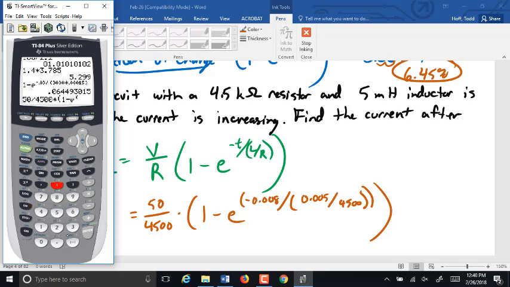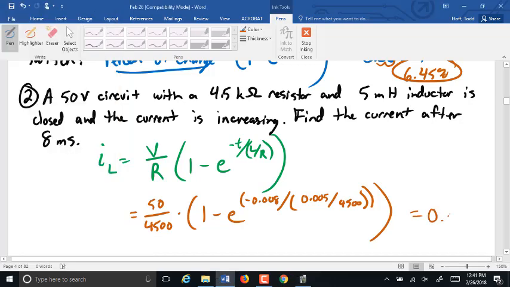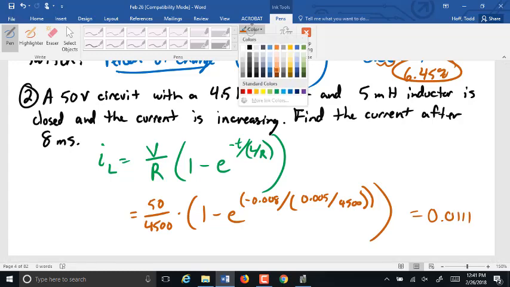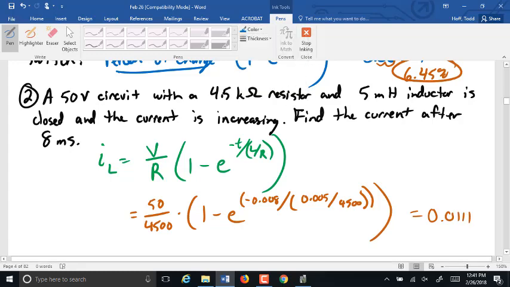Again, most of your calculators, you have to put parentheses, negative 0.008 divided by parentheses 0.005 divided by 4,500. Close them and close them again. You get 0.011. So that would be indicating the current would be 11.1 milliamps.